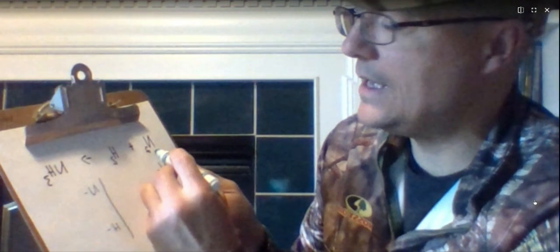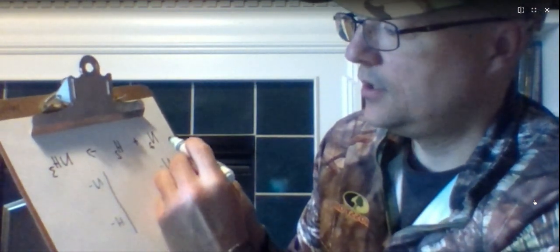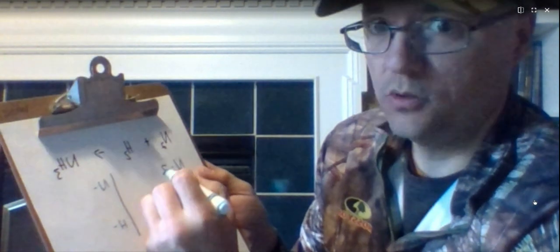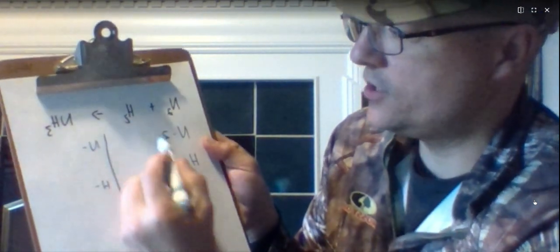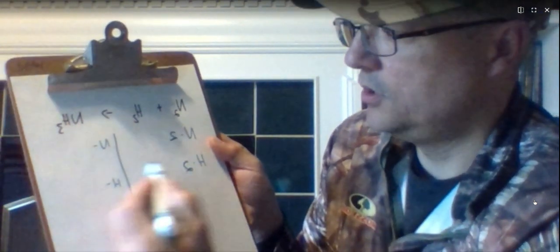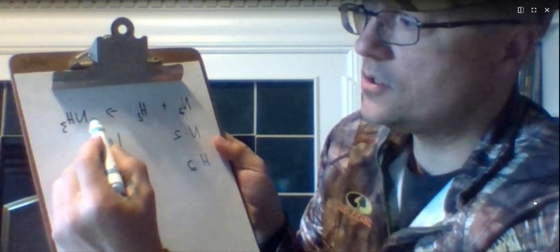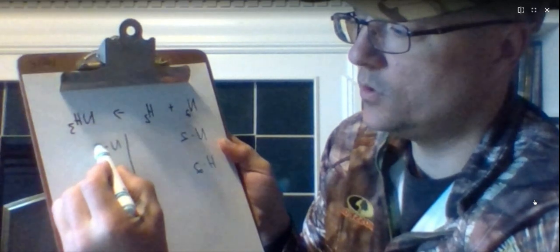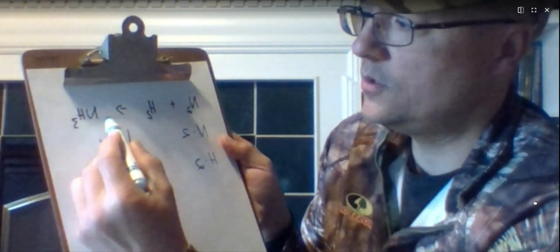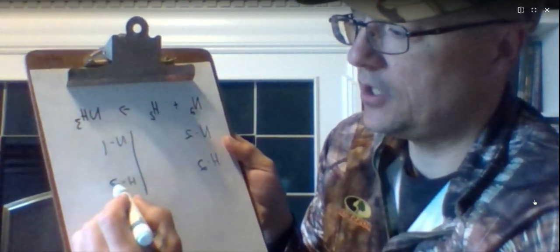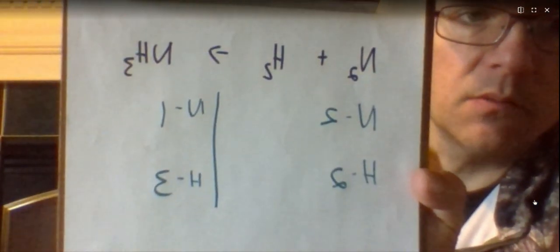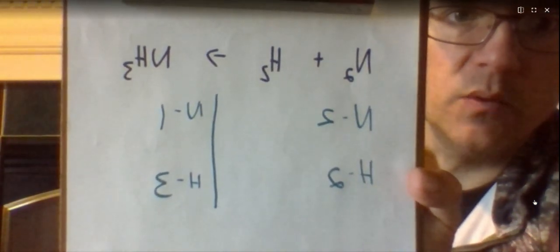Now, for N on the left, there's no coefficient, but there's a subscript of 2. So 1 times 2 is 2. For hydrogen, or H, 1 times 2 is 2. For N on the right, there's no coefficient. There's no subscript. Remember, it's understood to be 1. So 1 times 1 is 1. And for hydrogen, 1 times 3 is 3. So that is step 2, counting the numbers of atoms on both sides of the equation.